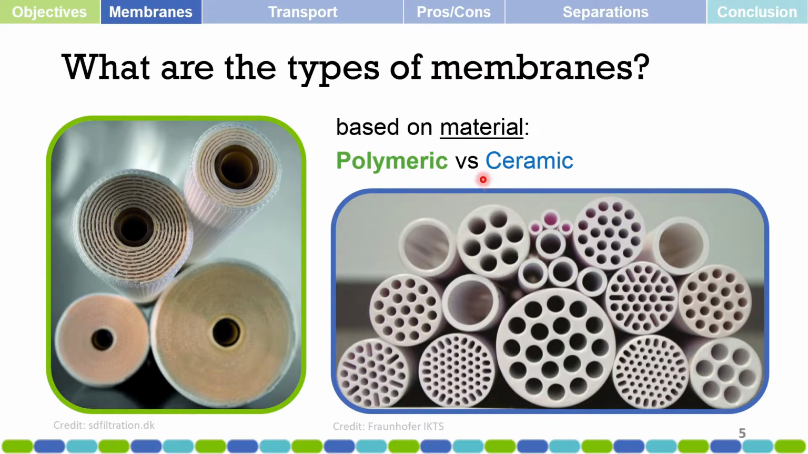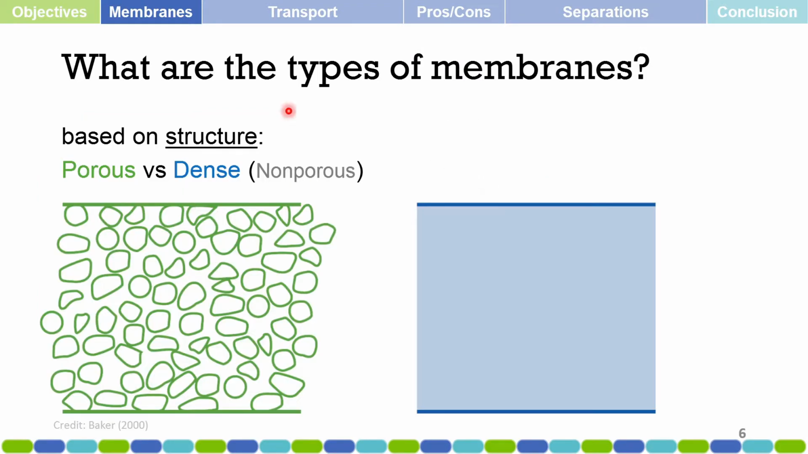Besides ceramic membranes, there are also other inorganic membranes. They can be made up of carbon or metal, such as palladium. We can also classify membranes based on their structure. So in the simplest sense, membranes can be porous or dense.